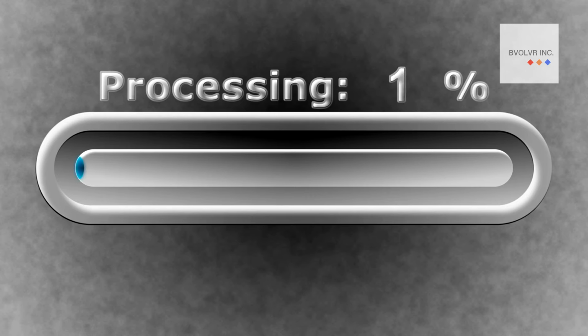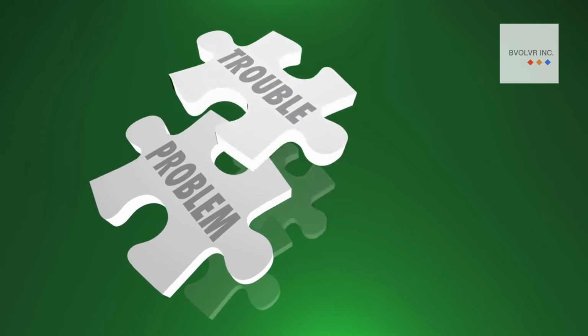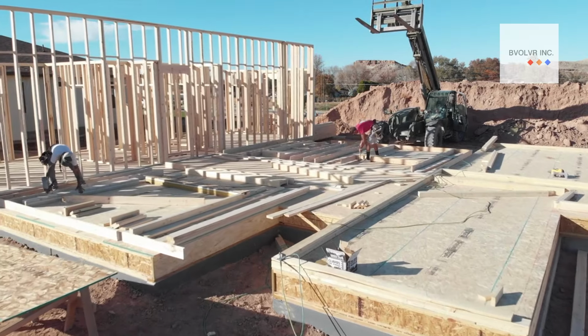The rational decision-making model is a systematic, step-by-step process that organizations and individuals utilize to make informed decisions. Now let's break down this process into its constituent steps. The first step is identifying the problem. This is the foundation of the whole process.